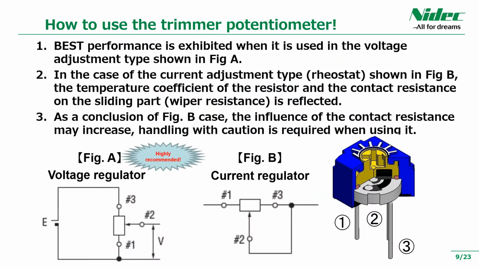Next is how to use a trimmer potentiometer. There is a voltage adjustment type shown in Figure A and a current adjustment type shown in Figure B.